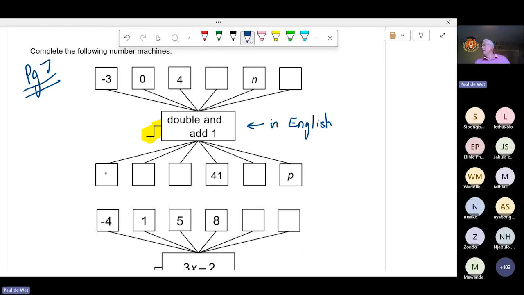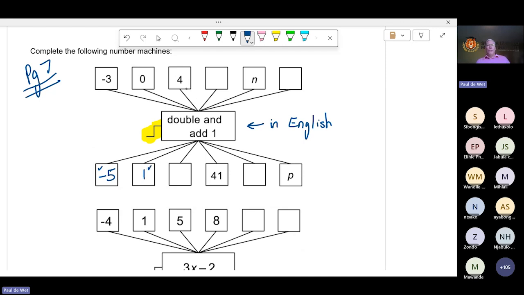Double and add 1. Well done, Melissa. No, so Nomfundo, it's not going to be -7. It's actually going to be -5, okay? Because 2 times -3 is -6, add 1, -5. That's right, okay. What happens when we double 0 and add 1? Let's see some answers for that now. I'm seeing lots of -5 still. Well done. Obviously, that one's going to be 1. Okay. All right, next one.